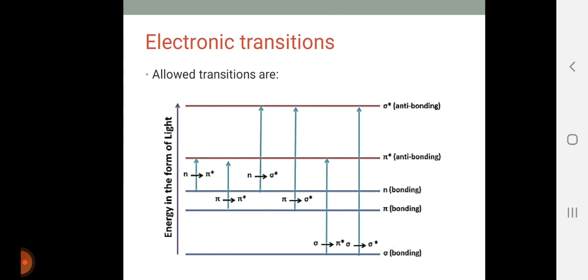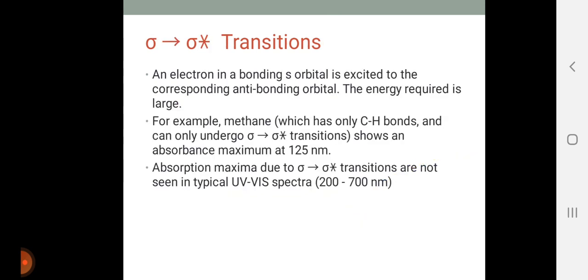Electronic transitions. The allowed transitions are as follows. Sigma to sigma star transitions: an electron in a bonding sigma orbital is excited to the corresponding anti-bonding orbital. The energy required is large. For example, methane, which has only C-H bonds and can only undergo sigma to sigma star transitions, shows an absorbance maximum at 125 nanometer. Absorbance maxima due to sigma to sigma star transitions are not seen in typical UV visible spectra, which is 200 to 700 nanometer.